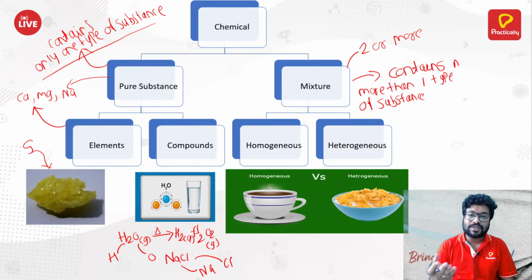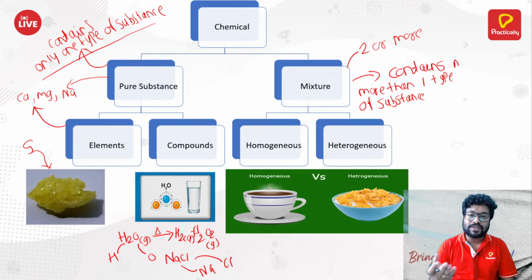If you take a mixture, the ratio of the two substances in a mixture is not fixed. You can have any ratio. Now this mixture is classified into two categories again, homogeneous and heterogeneous.